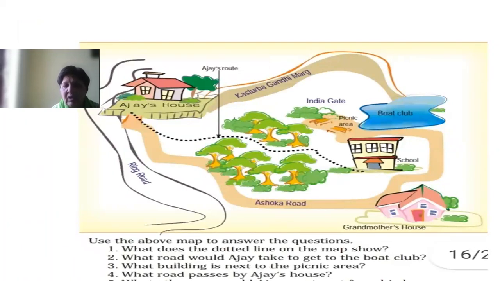Here, you can see Ajay's house here. Near Ajay's house, which road passes? This is the ring road that passes near Ajay's house. Then from Ajay's house, if you want to go to school, there is a dotted line which Ajay takes daily to go to school and come back from school. Then here from Kasturba Gandhi Marg, again there is one boat club. And then here is his grandmother's house. If he takes directly Ashoka Road, he will reach grandmother's house. But from here, long way also he can go to his grandmother's house. So we'll answer the questions one by one.